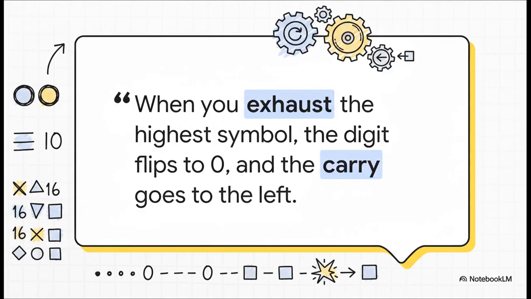And get this, it isn't just for binary or decimal. This is the golden rule for any number system. It doesn't matter if you have 2 symbols or 16 or 100. When you run out of symbols, you just flip back to 0 and carry one over to the left. That's it. That's the engine that drives all of this.